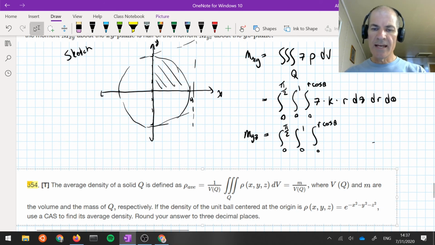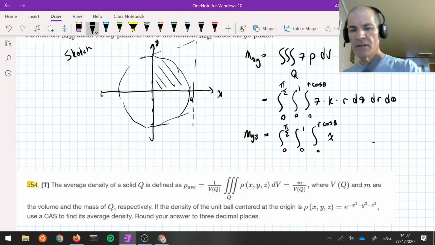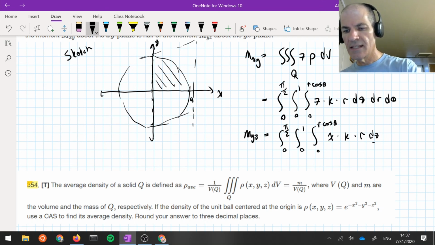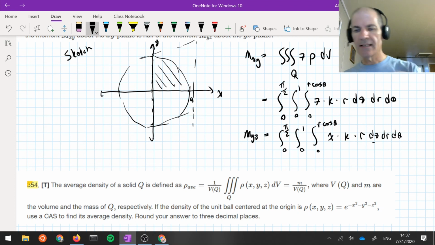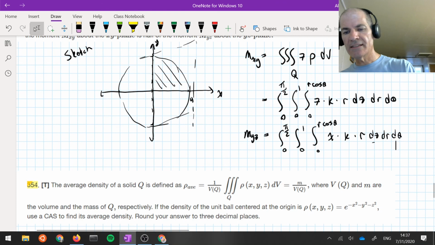Now, we're doing Myz. The missing variable is x for that moment. Everything else is the same. The density function, the r from cylindrical coordinates, dz dr d theta, like that. And again, we have that x problem. We can't leave that x there. We have to change it to r cosine theta.